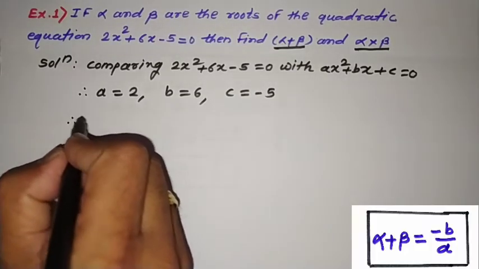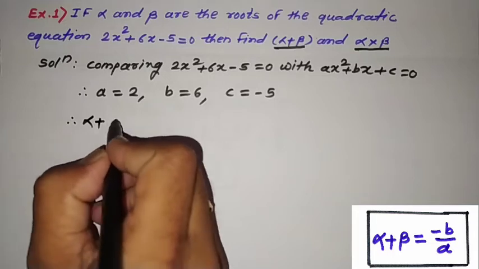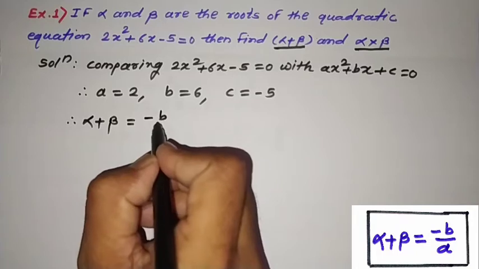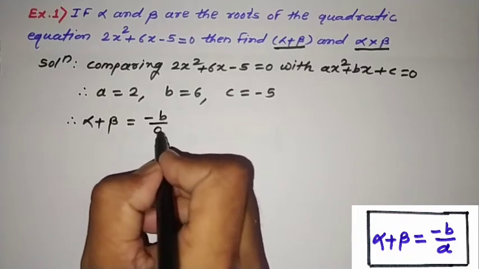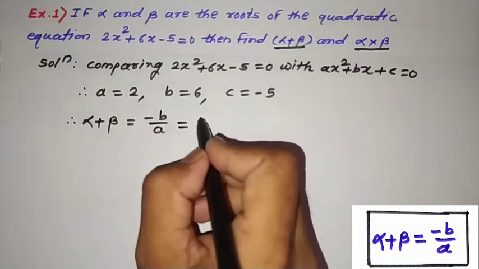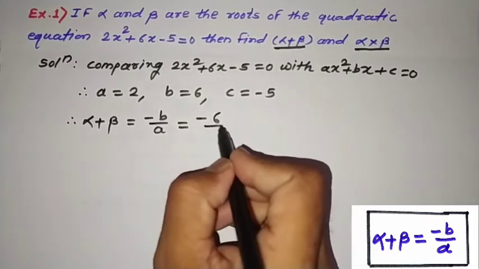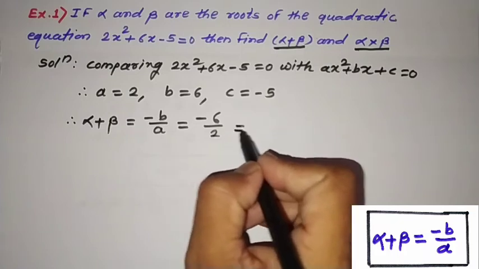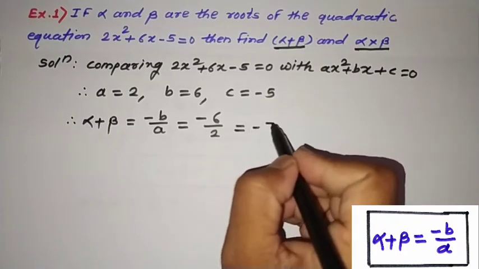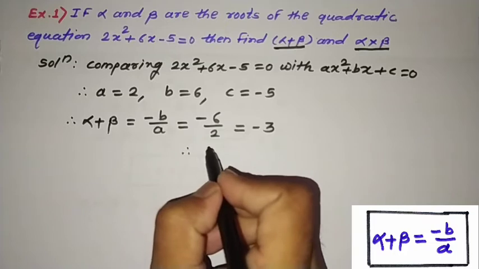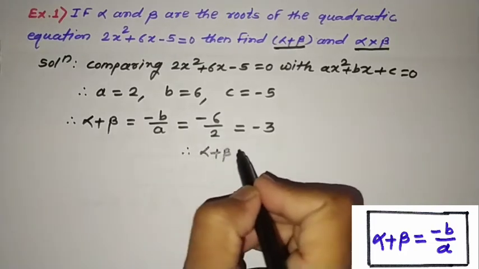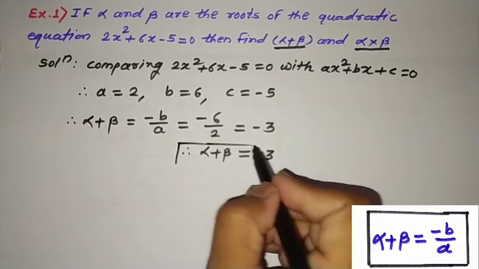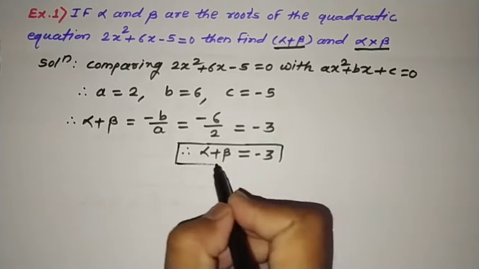We know that the formula for the sum of two roots is equal to minus b upon a. The value of b is 6 upon the value of a, which is 2. Therefore, 2 threes are 6. The value of alpha plus beta is equal to minus 3.